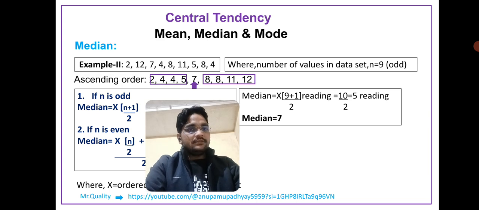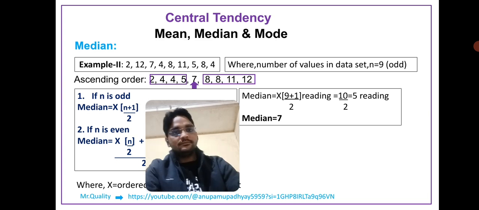The median will be x of the (9 plus 1) divided by 2 reading, that is the 10 divided by 2 reading, which means the fifth reading. The fifth reading is 7. The median will be 7.